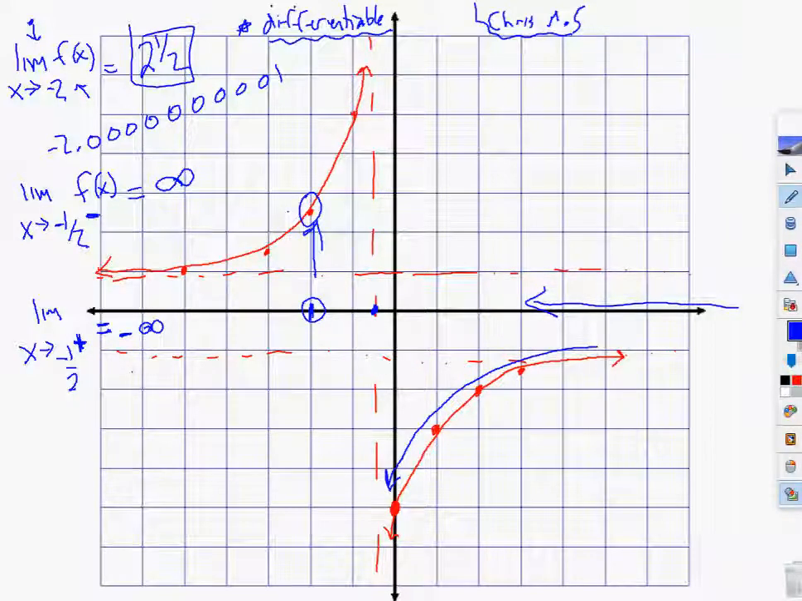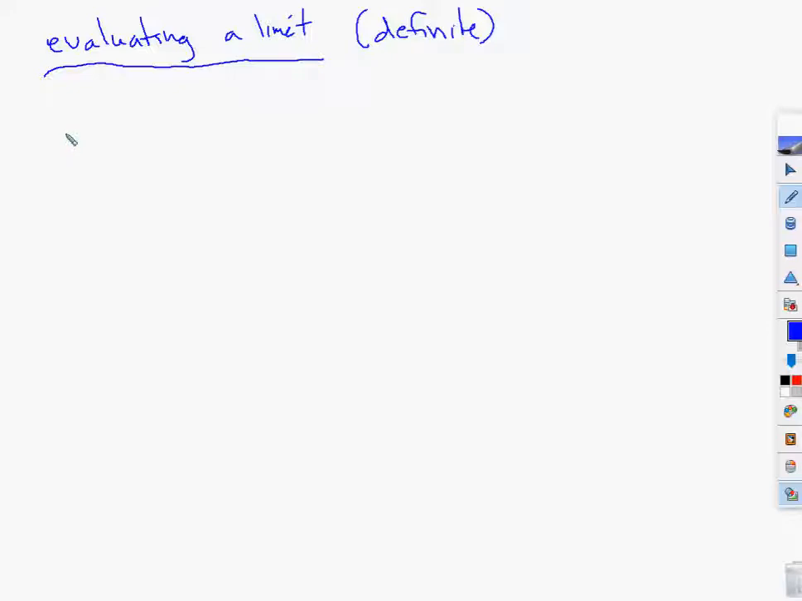All right, let's move on from the graphs, just temporarily, and let's talk about evaluating a limit. When I say evaluating a limit, I mean a definite limit. No infinities or anything like that. I'm just going to give you a function and you find the limit. And finding a definite limit is actually pretty easy. If I take a limit as x approaches 4 of x squared plus 3.